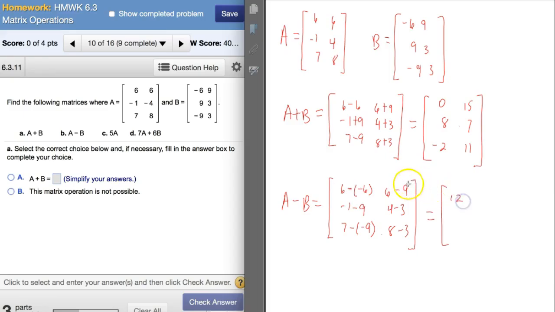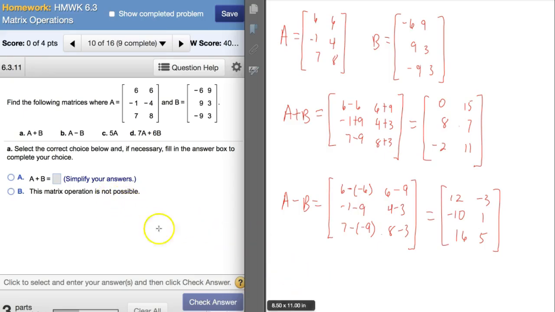So that will give us 12. 6 minus 9 is negative 3. Negative 1 minus 9 is a negative 10. 4 minus 3 is 1. And 7 minus a negative 9 is the same as 7 plus 9, which is 16. And 8 minus 3 is 5. So we see that that is what the difference is.